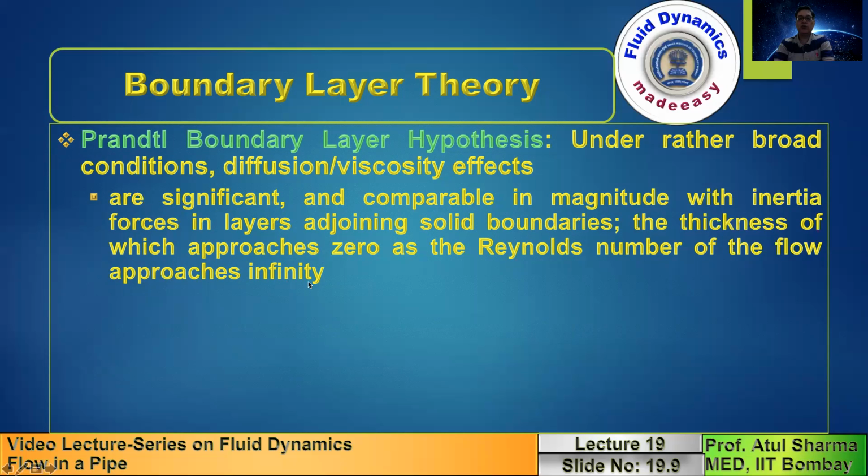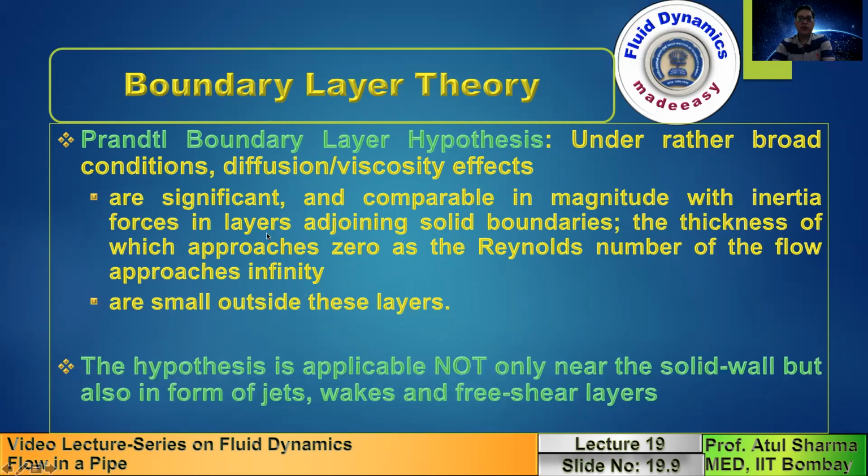So as the Reynolds number goes on increasing, the inertia force goes on increasing compared to the viscous force, and the thickness of the boundary layer reduces. And these viscosity effects are small outside the boundary layer, because outside the boundary layer the velocity gradients are negligible. So even if you have a fluid with finite viscosity, due to the negligible velocity gradient, you have negligible viscous forces. His hypothesis said that the viscosity effects are restricted to a narrow region near a solid surface.